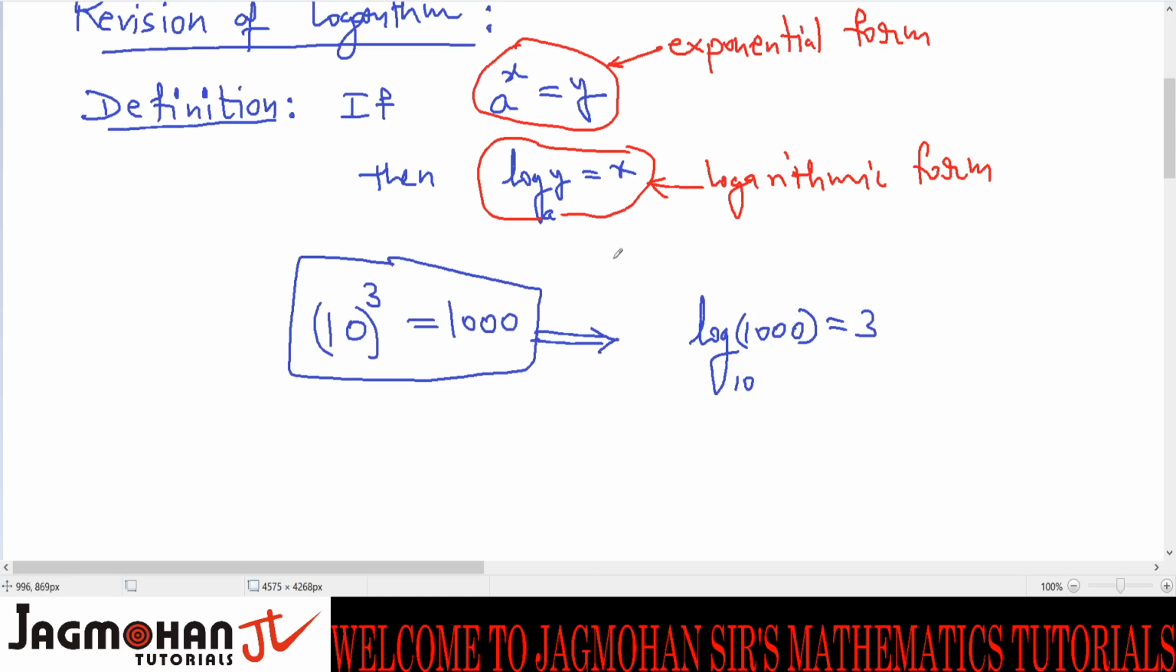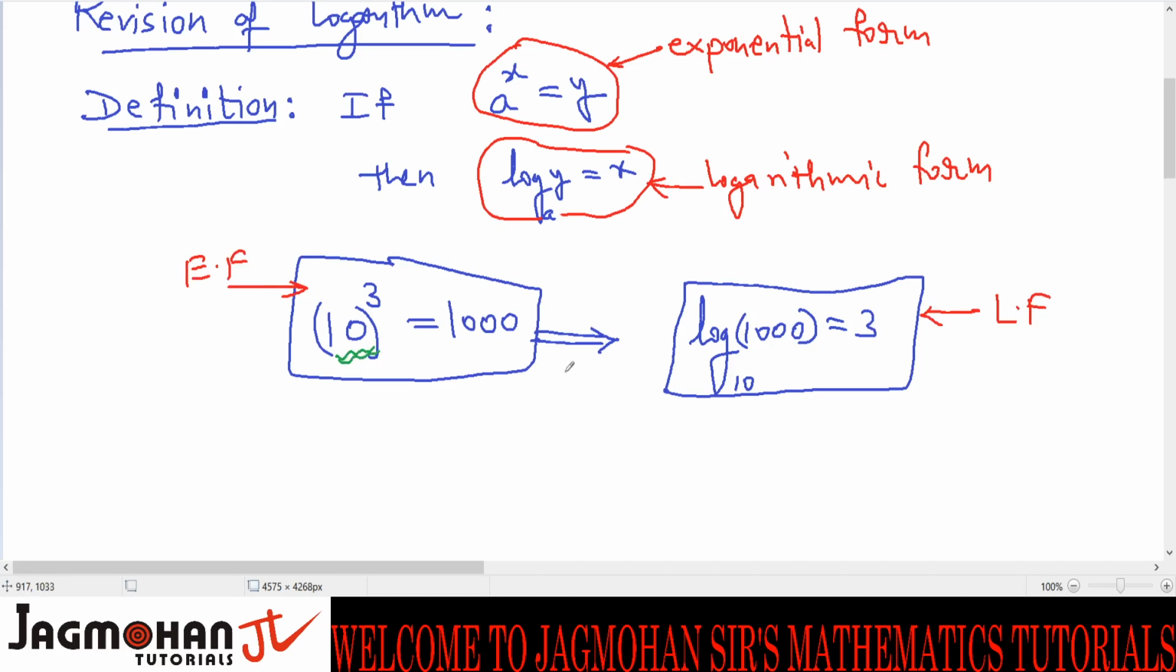So what is important here students? Whether it is exponential form or logarithmic form, in both the forms the base number is same. The base here is 10 and the base here is also 10. Further, in the exponential form, the number which you refer to as power is the log value. Okay.